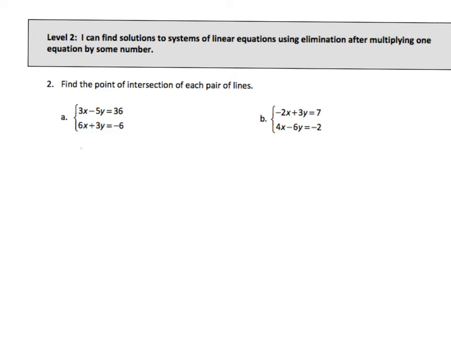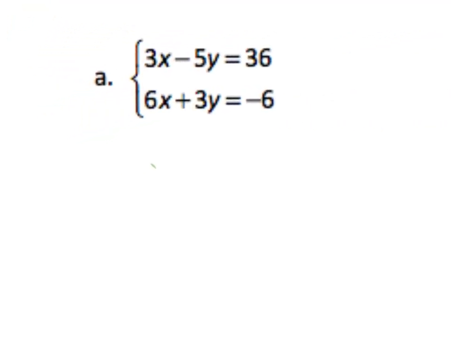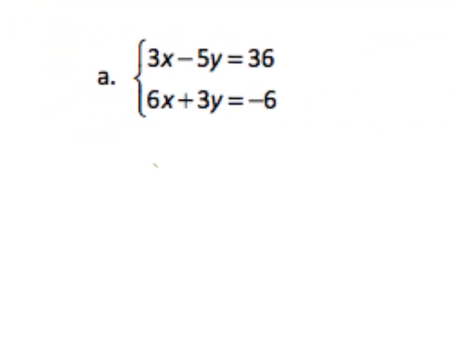3x minus 5y equals 36, and 6x plus 3y equals negative 6. So if you notice, if I add these together, unlike before, I'm not going to get something that makes 0. Okay, so what I want to do is I want to multiply either the top equation or the bottom equation by some number in order to get a variable to eliminate, to be basically, if I add it, to be 0. So if I look at this equation, I see 3x and 6x, 5y and 3y.